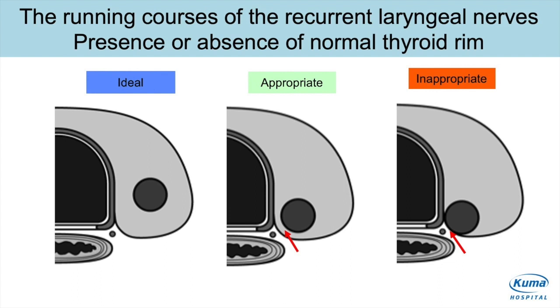We should be careful about the possibility of invasion to the nerves. The risk is evaluated by whether normal thyroid tissue is present in the direction of the recurrent laryngeal nerve. If not close, ideal. If a normal rim is present, appropriate. If a normal rim is not present, inappropriate. Surgery should be recommended. The left recurrent laryngeal nerve runs along the tracheoesophageal groove as shown here.